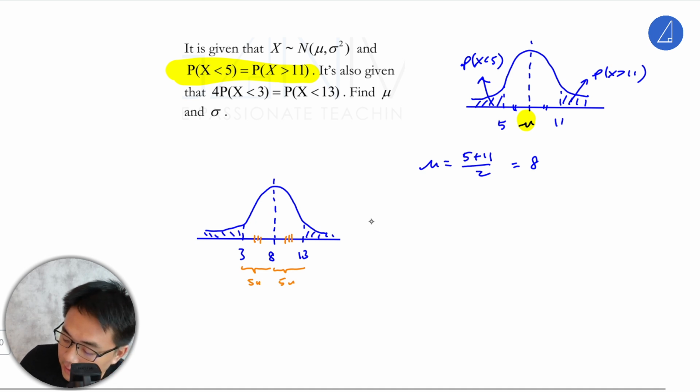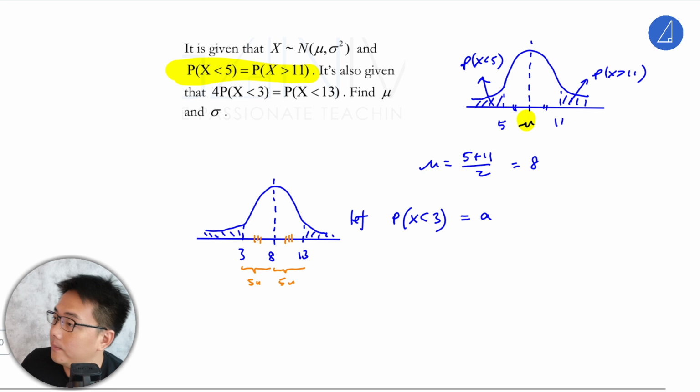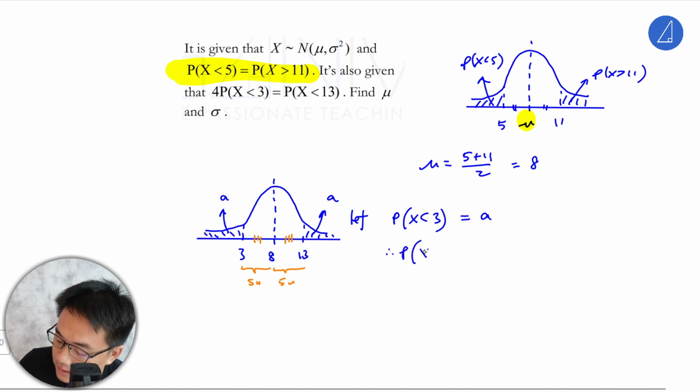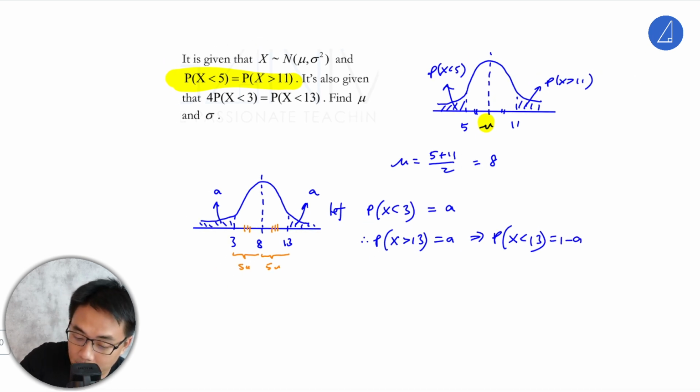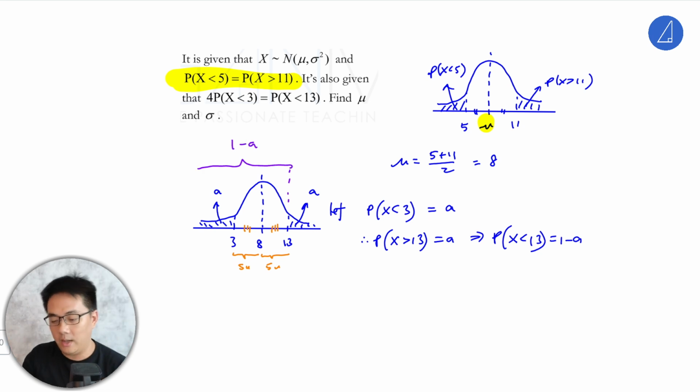So essentially, if they're symmetrical, it means P(X less than 3) is equal to P(X bigger than 13). So you just let this be a. If this is a, this area here is also a. So hence P(X more than 13) is also a. So it means that P(X less than 13) is 1 minus a. It's all by symmetry. So the area here is 1 minus a.